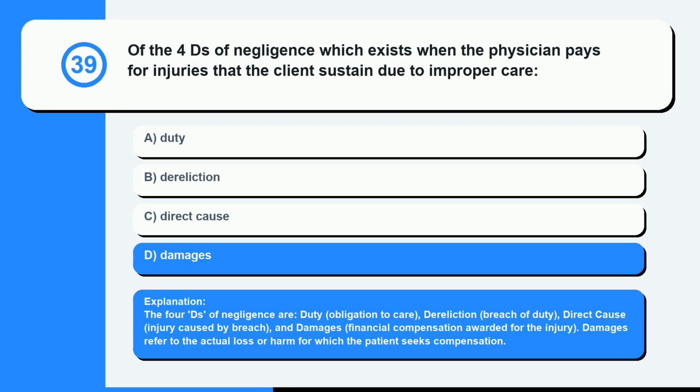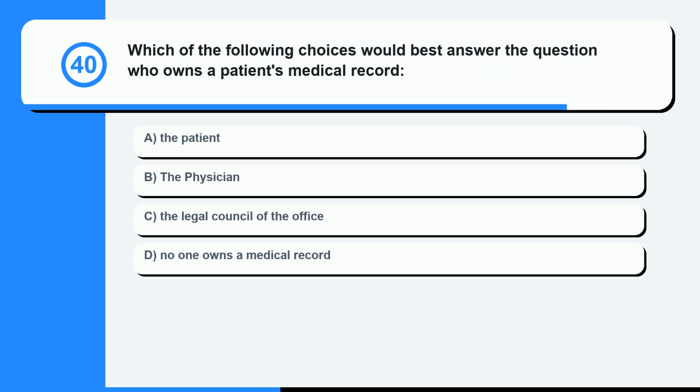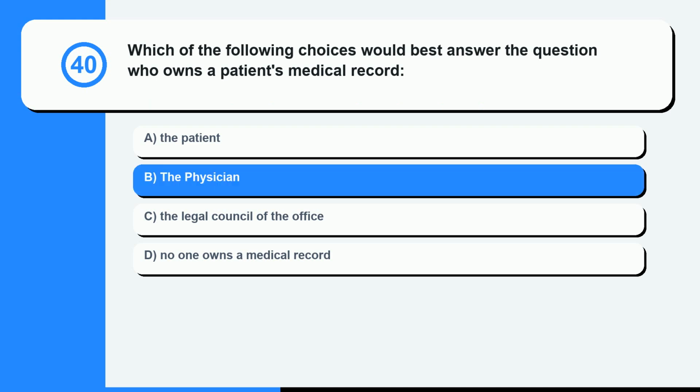Question 38. A patient sues a physician for malpractice. The judge awards in favor of the physician. The patient cannot resue the physician due to A. Res ipsa loquitur. B. Res judicata. C. Respondeat superior. Or D. Subpoena duces tecum. The correct answer is B. Res judicata. Res judicata is a legal doctrine that means a matter judged. It prevents the same parties from litigating the same issue again once a final judgment has been reached by a competent court.